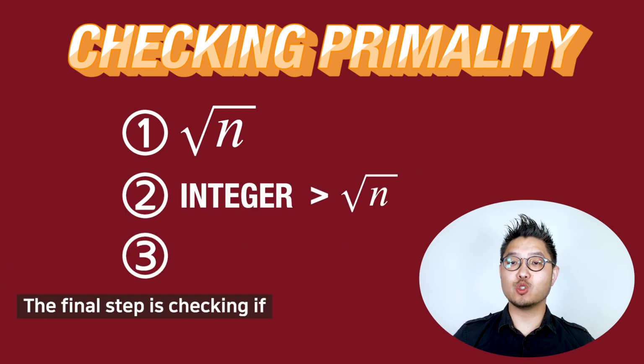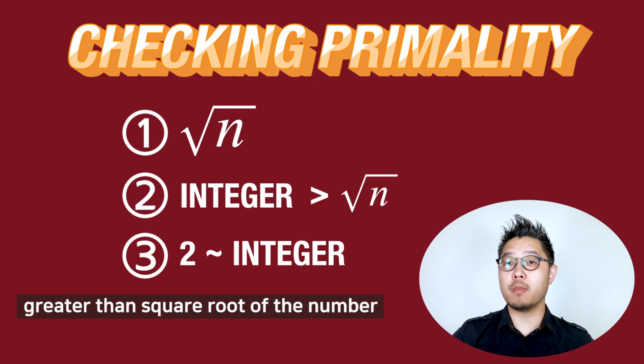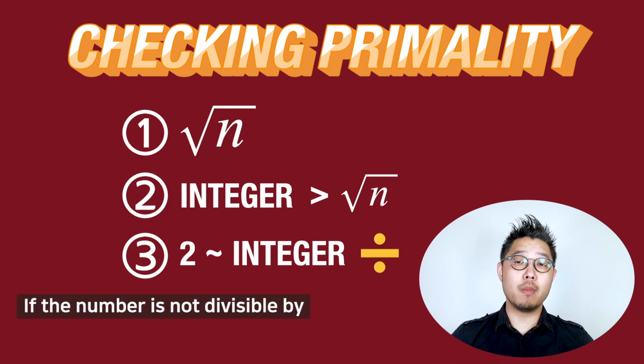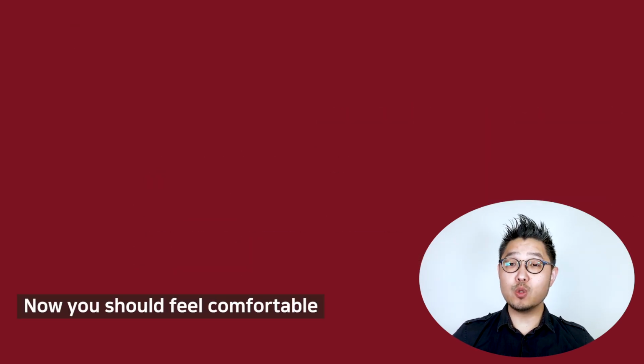The final step is checking if integers from 2 to the integer greater than square root of the number are able to divide the number. If the number is not divisible by all these integers, then it is a prime number. Now you should feel comfortable with prime number problems.